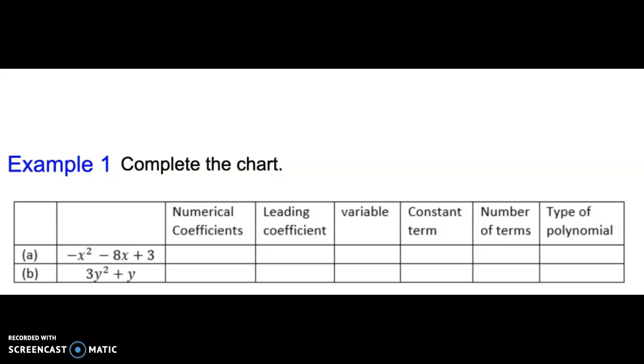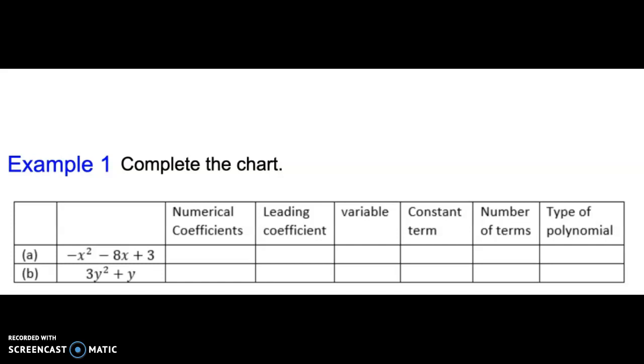All right, now we're going to have a look at example 1. And in example 1, we have two polynomials, and we need to complete the chart for each polynomial. So let's start with A. So in A, we have negative x squared minus 8x plus 3.